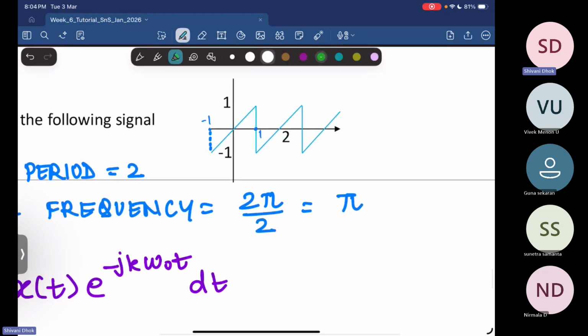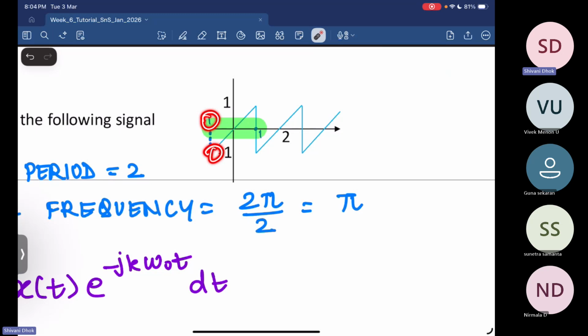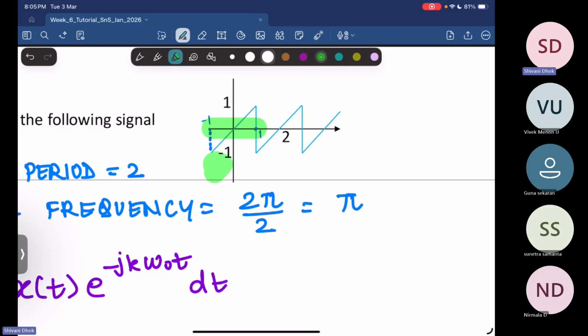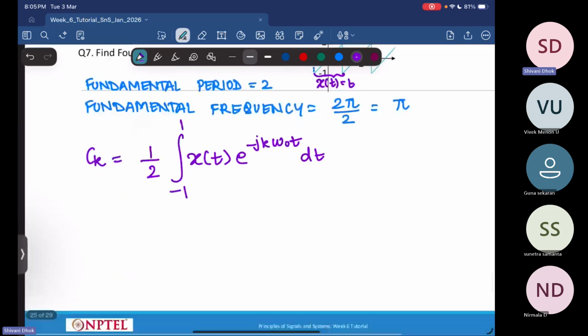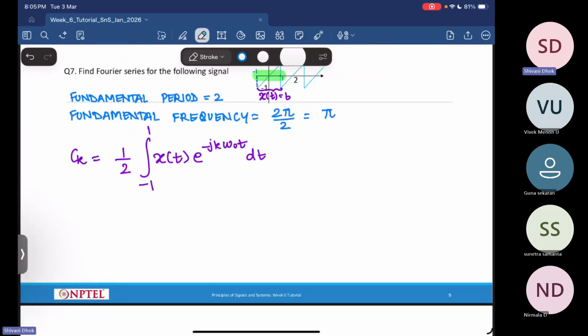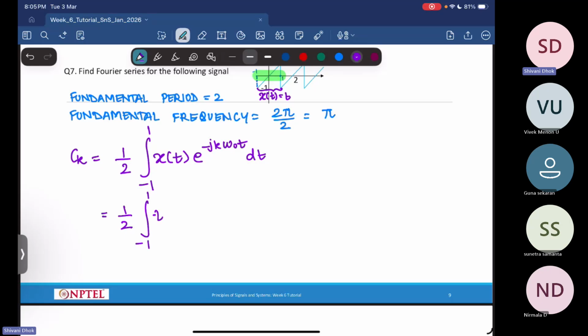So the region of integration that we are interested in is minus 1 to 1. And if you see here, at t equal to minus 1 the value is minus 1, at t equal to 1 the value is 1, and this is a straight line. Therefore in this particular region x of t is equal to t. So from minus 1 to 1, it is t into e power minus j k omega naught t dt.